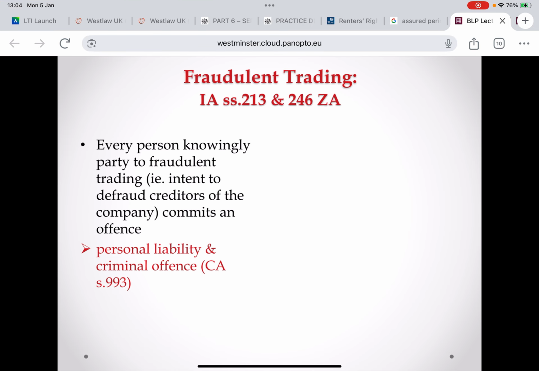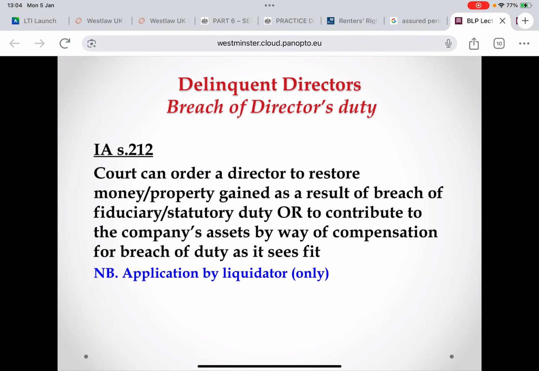But meet its big brother now, everybody, because under Section 213, we have fraudulent trading. And exactly as per the heading of this one, fraudulent trading is aimed at fraudulent individuals, including the directors. Not just incompetent individuals, but fraudulent individuals. Because as it says, every person, but this will certainly be true of the directors, every person knowingly party to fraudulent trading, in other words, intent to defraud the creditors of the company, well, not only is that a criminal offence, surprise, surprise, but furthermore, again, the court can impose personal liability to make such contribution to the assets of the insolvent company as the court sees fit. Wrongful trading, both for liquidation and administration. Fraudulent trading, both for liquidation and administration. I move on. Delinquent directors.